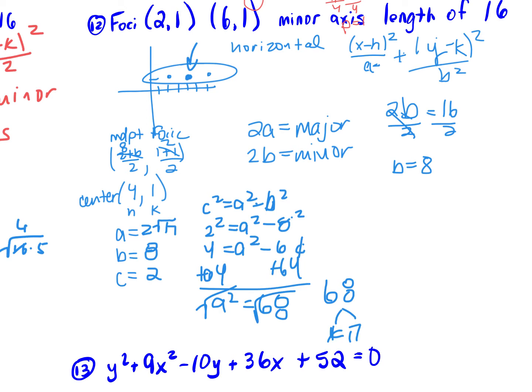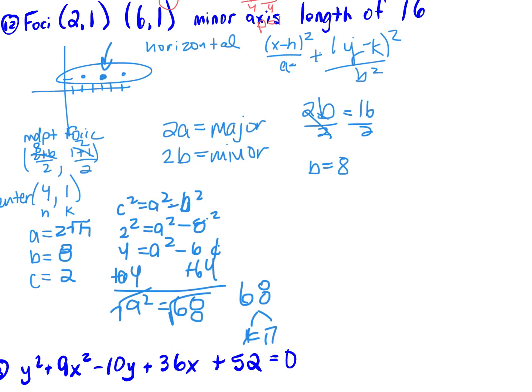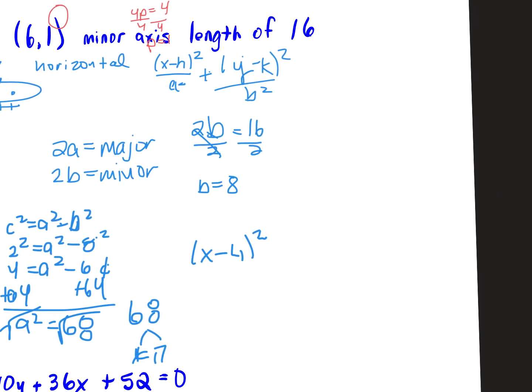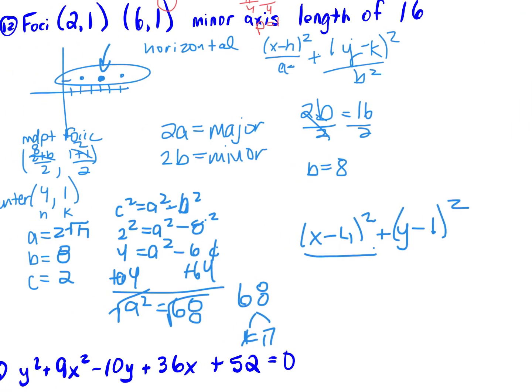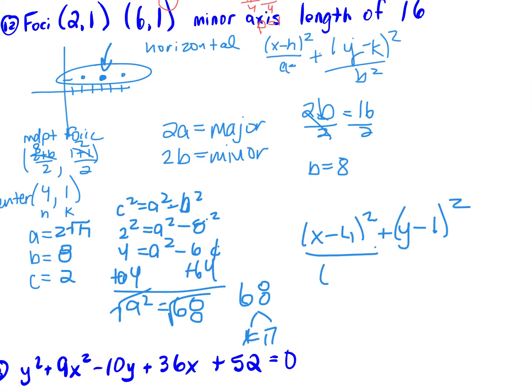So now that we have all that information, we can figure out our formula for the equation of our ellipse. It's x minus h. The h part of my vertex is 4, so quantity squared, plus y minus 1. That's the k part of my vertex, quantity squared. X is going to be over our a value squared, so a value squared would be 68, over our b value squared. B is 8, so it would be 64, and it's always set equal to 1.